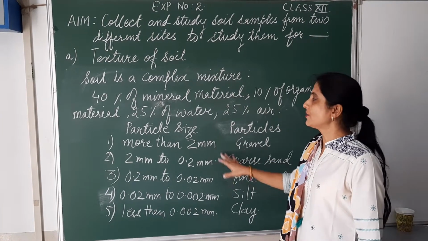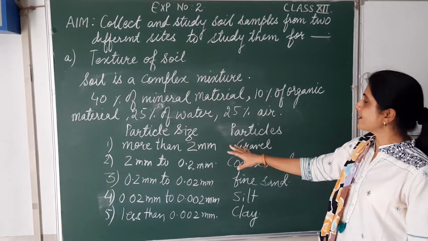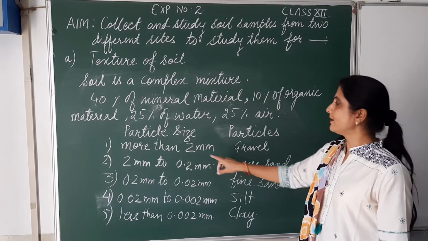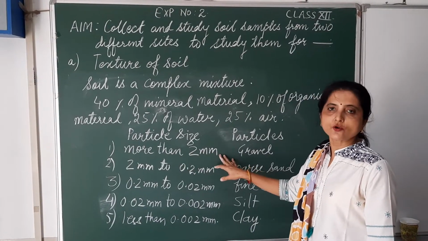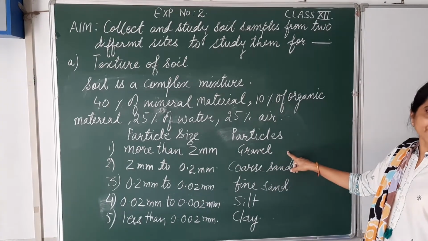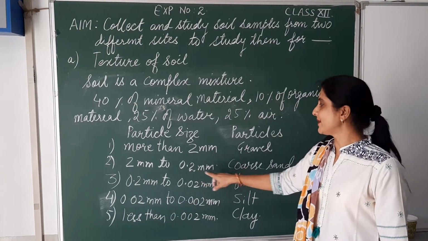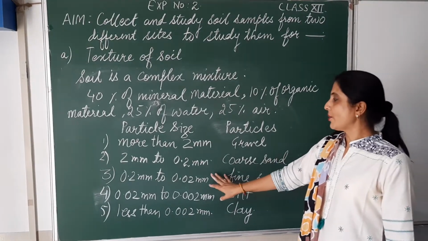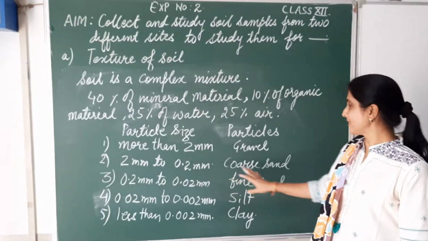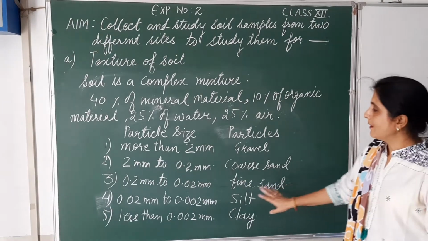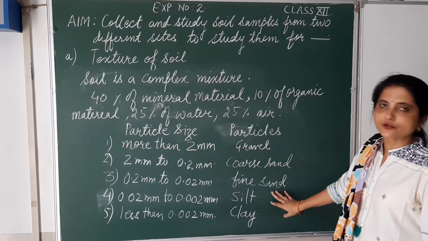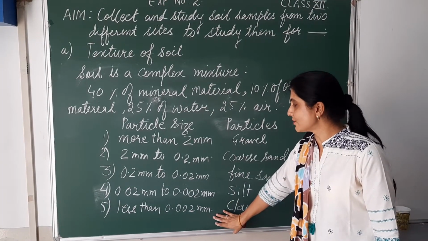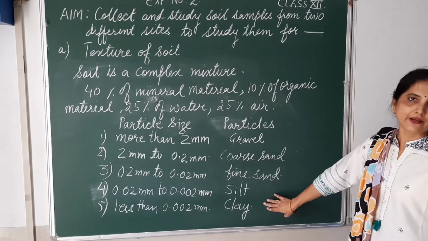When we discuss particle size, these are the various particle sizes which are present in the soil mixture. Particles more than 2 mm, we call gravel. From 2 mm to 0.2 mm, that is the coarse sand. 0.2 mm to 0.02 mm is fine sand. 0.02 mm to 0.002 mm is known as silt, and less than 0.002 mm is clay.